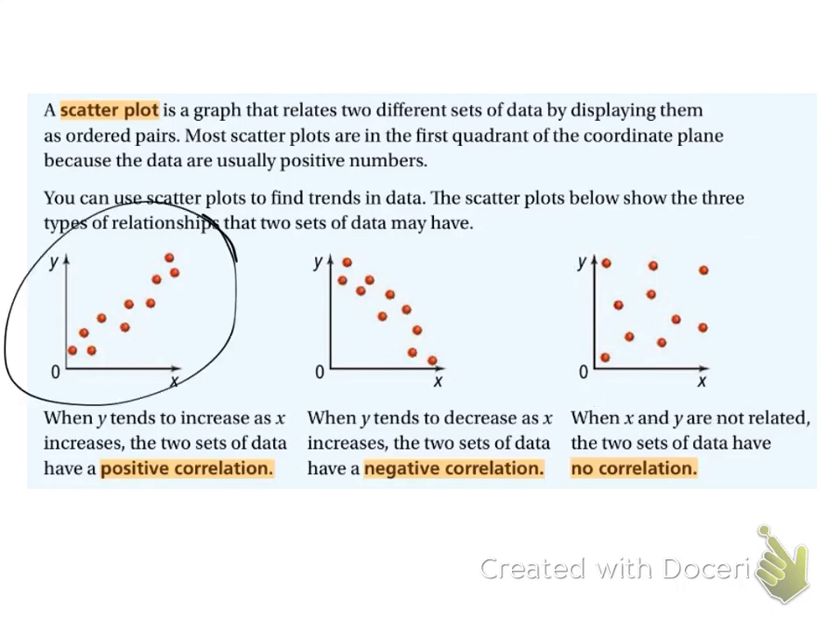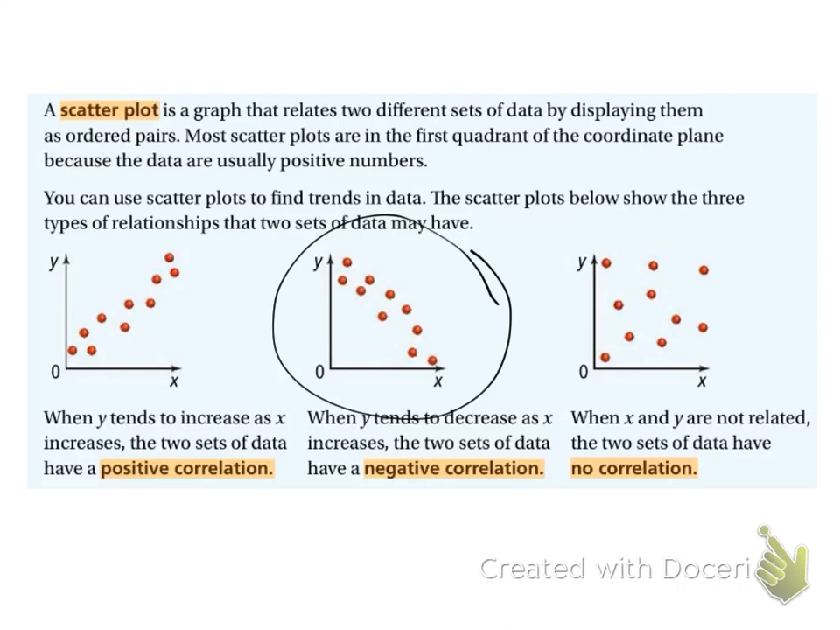Whereas this first one, we can see where you could put a line, right? You could draw a line in there to show generally where the dots are. And it has a positive slope, so we say it has a positive correlation. So this one here has a negative correlation.